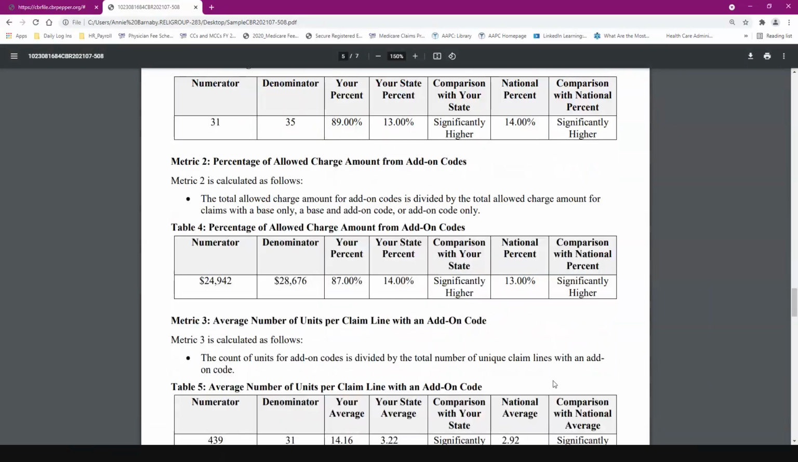This provider had an outcome of 87%. And again, when compared to the state and national outcomes for this metric, this provider had a result of significantly higher for both comparisons for this metric.